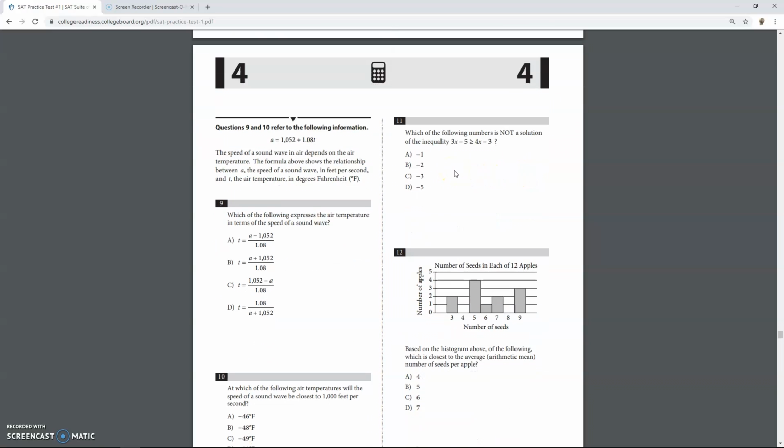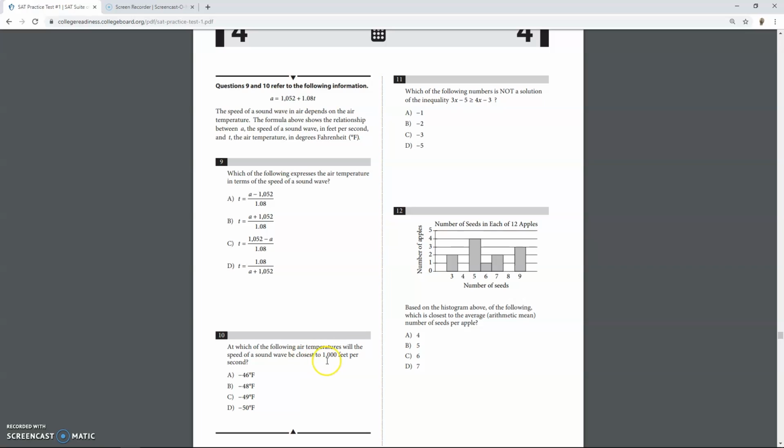For the ninth one, here we want to know what t is. So we first move 1052 to the left side, gives us a minus 1052, and then divide both sides by 1.08. It gives us the answer of A.